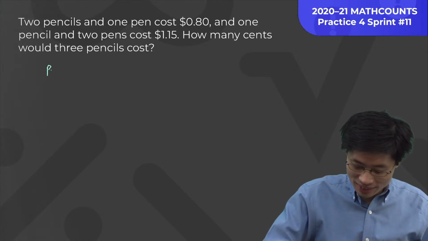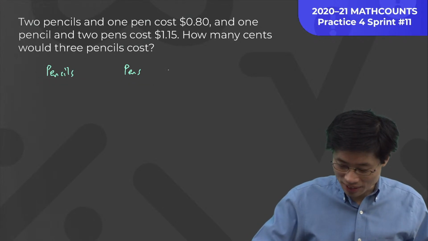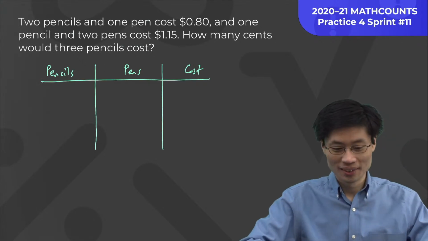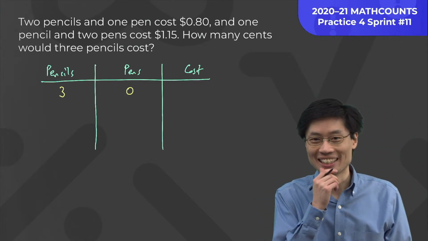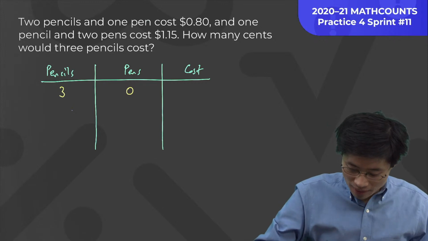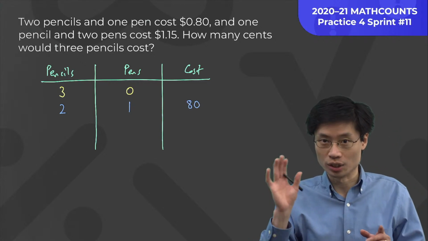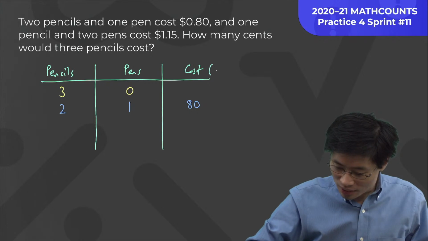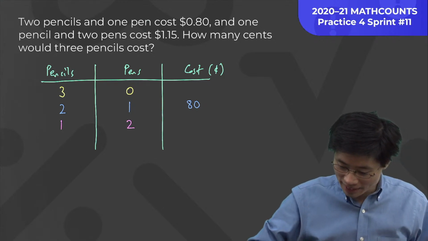So I got some pencils, and I got some pens. Oh, I need one more column. It's the cost. Now, I want to know how much 3 pencils and 0 pens costs. So I don't know what that is yet. The next thing is, I do know what 2 pencils and 1 pen costs: 80 cents. Oh, everything's in cents, okay? Notice I paid attention right away to the units because it said how many cents. Great, let's just write down cents. No more dollar signs, no more periods. And then the next thing is, if I had 1 pencil and 2 pens, that's 115 cents.